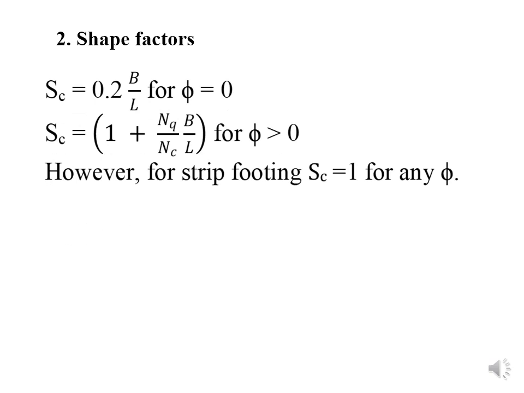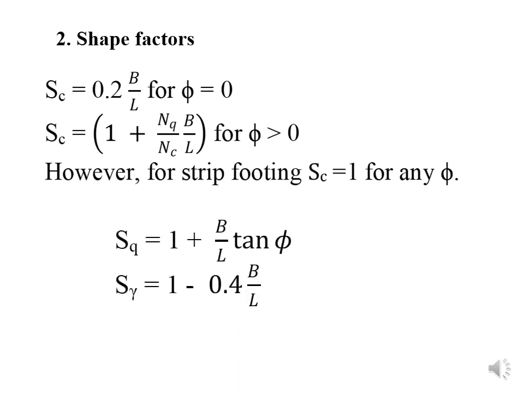Shape factors, he has also given some formula for the shape factors. SC is equal to 0.2 B by L. B by L means it is a rectangular footing, for phi is equal to 0. If phi is greater than 0, in that case SC is equal to 1 plus NQ by NC into B by L. Whereas for strip footing, this value will be 1. SC will be 1 for any values of phi. SQ we can calculate for the rectangular footing, 1 plus B by L tan phi. S gamma is 1 minus 0.4 B by L.